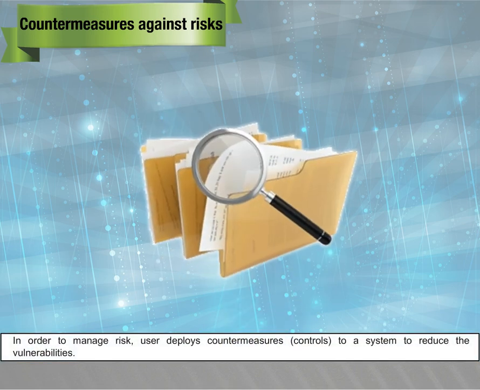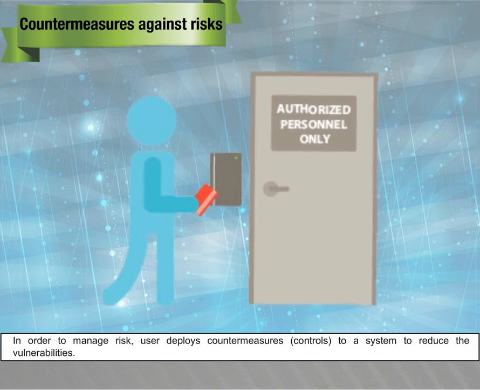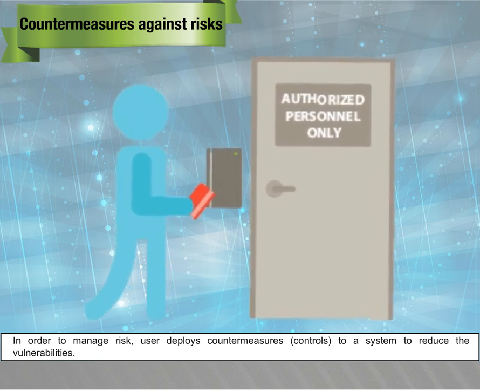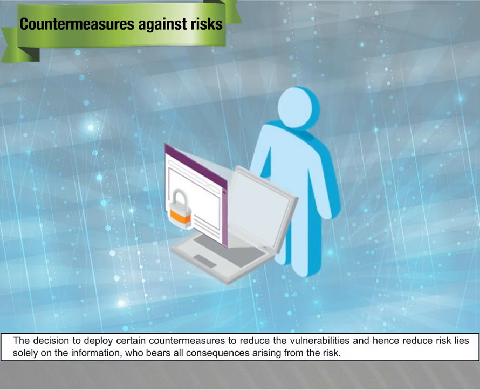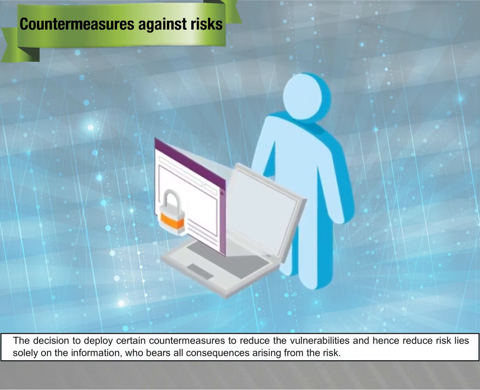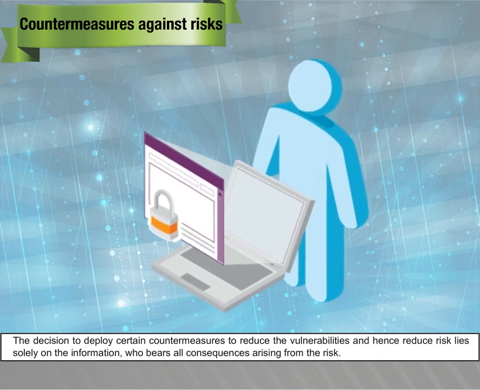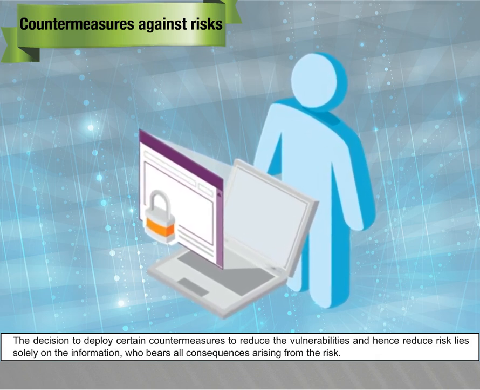In order to manage risk, the user deploys countermeasures, that is, controls to a system to reduce the vulnerabilities. The decision to deploy certain countermeasures to reduce the vulnerabilities and hence reduce risk lies solely on the information owner, who bears all consequences arising from the risk.